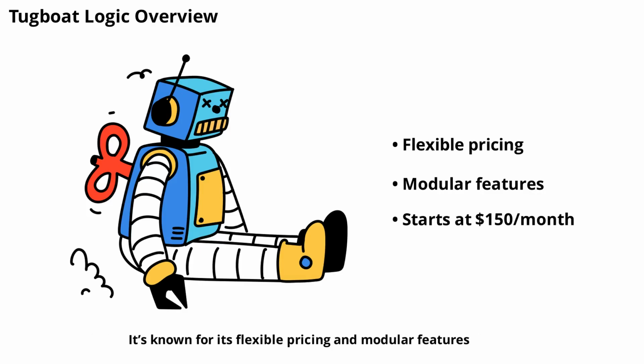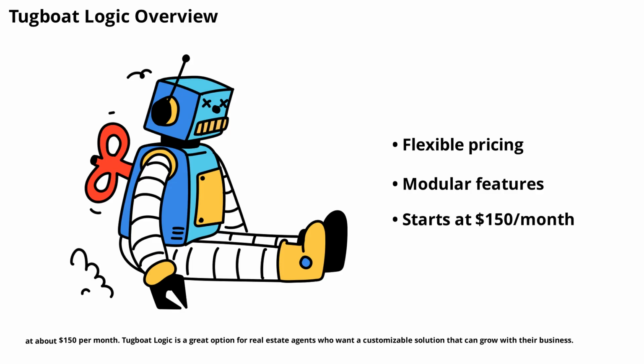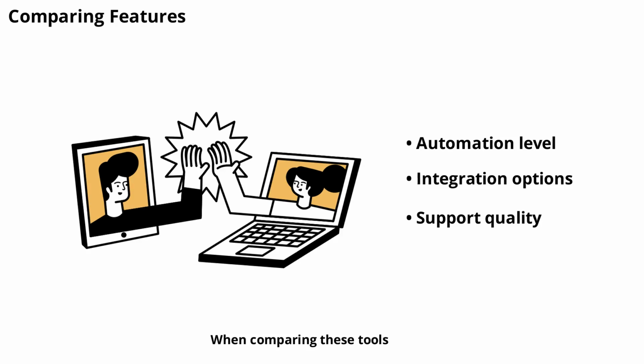Tugboat Logic is another tool that helps automate SOC 2 compliance. It's known for its flexible pricing and modular features, allowing you to pay only for what you need. Entry-level plans start at about $150 per month. Tugboat Logic is a great option for real estate agents who want a customizable solution that can grow with their business.